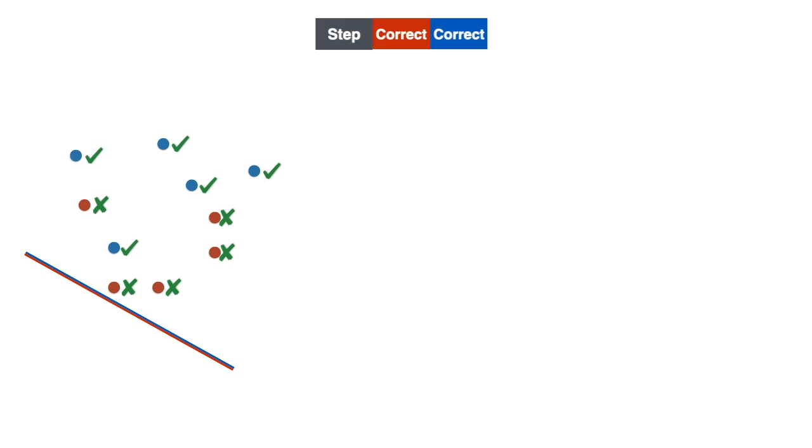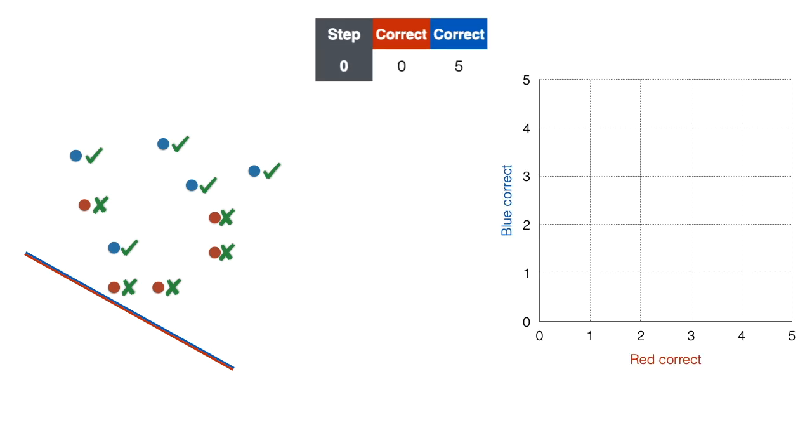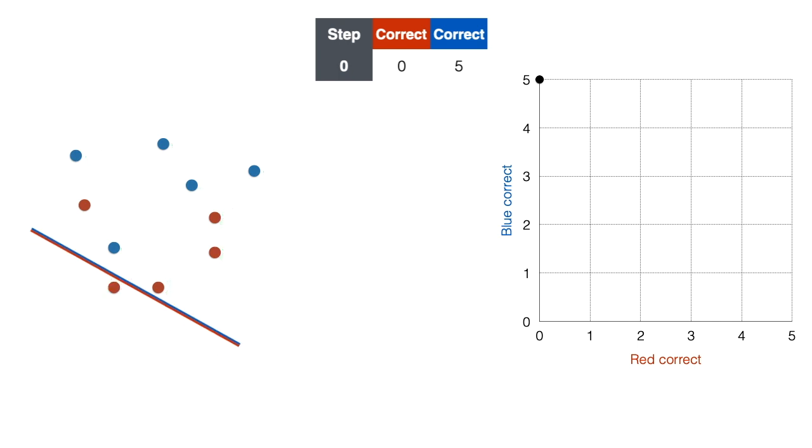We record the 0 and 5 in this table here, and then we plot them in the graph on the right as this point over here. Next, we translate the line a little bit until it goes over one of the points. And now we do the same thing. How many correct red and blue points do we have? Well, there's one red point at the bottom that used to be classified incorrectly and now is classified correctly, and all the rest are the same. So we still have 5 blue points correct and 1 red point correct. So we have 1, 5, and we plot it here.